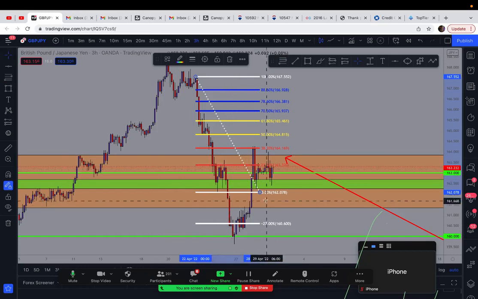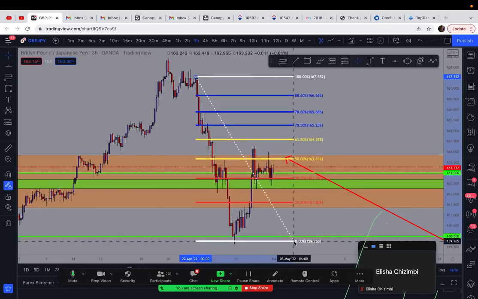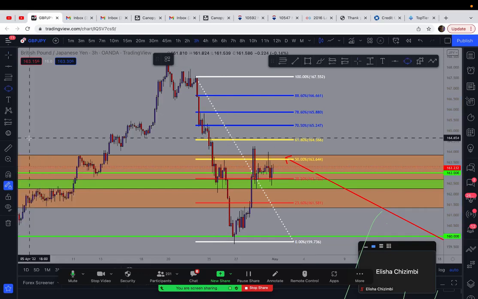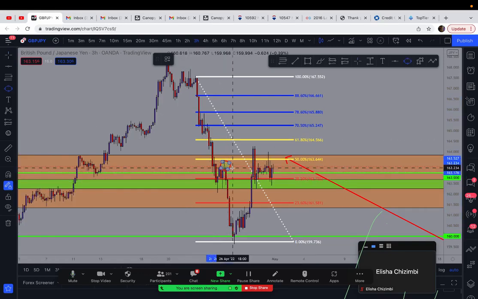So, we came back right around here at this 23.6. We tested it. We didn't respect it there. We came down. So if you're paying attention to this fib area right here, this became the last market structure area within this whole move right here. Price came and definitely broke back structure.